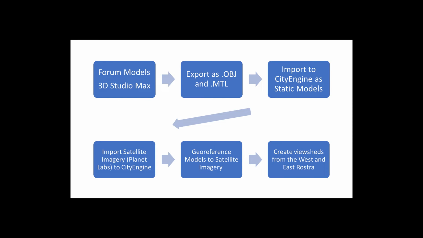Using satellite imagery from Planet Labs, the models were then georeferenced by carefully moving, scaling, and rotating until the footprints of the model aligned with the satellite imagery. Once aligned, viewsheds were created looking out from the Caesarian, or the West Rostra, and the Diocletianic Rostra, or East Rostra, towards the buildings and monuments in the Forum.